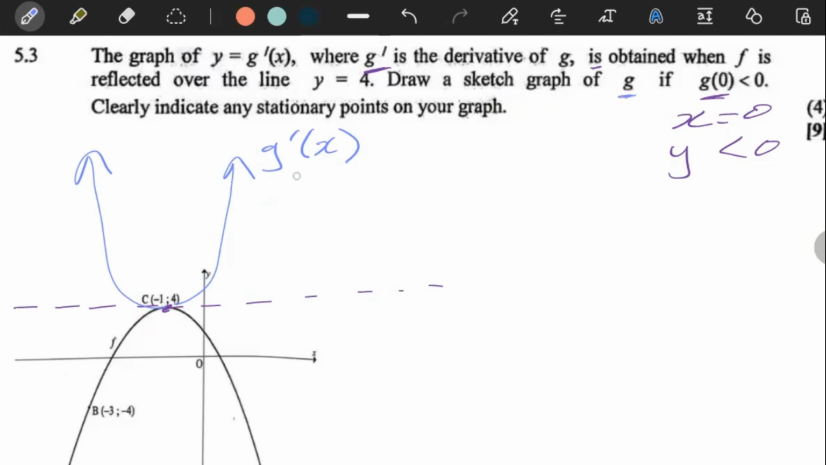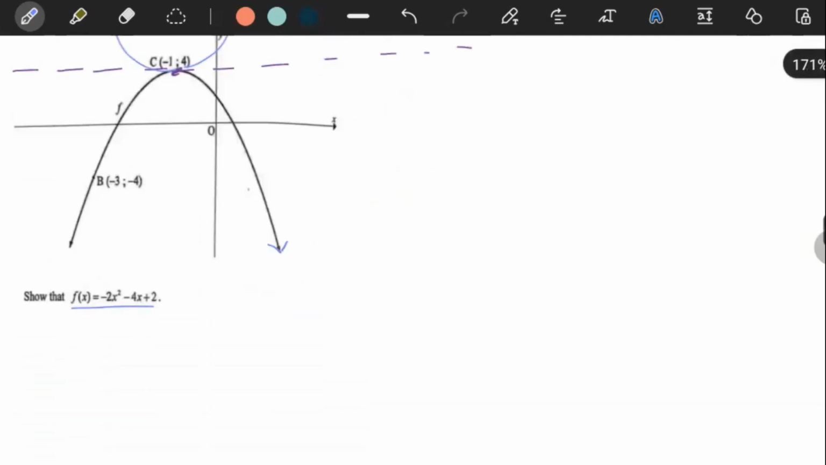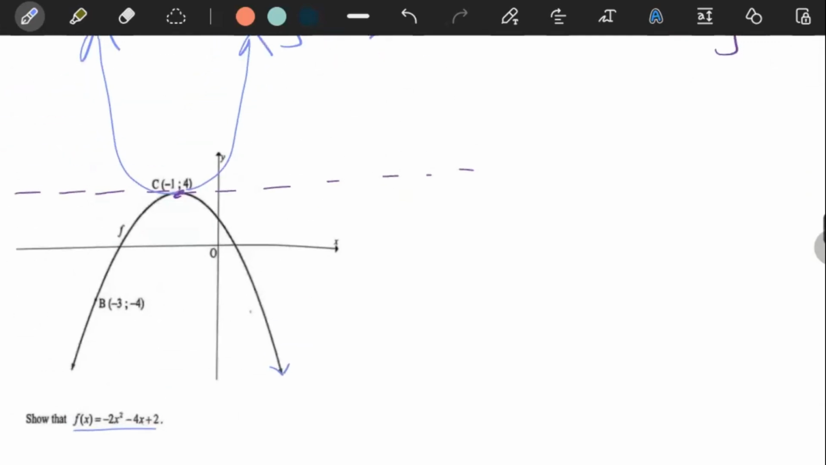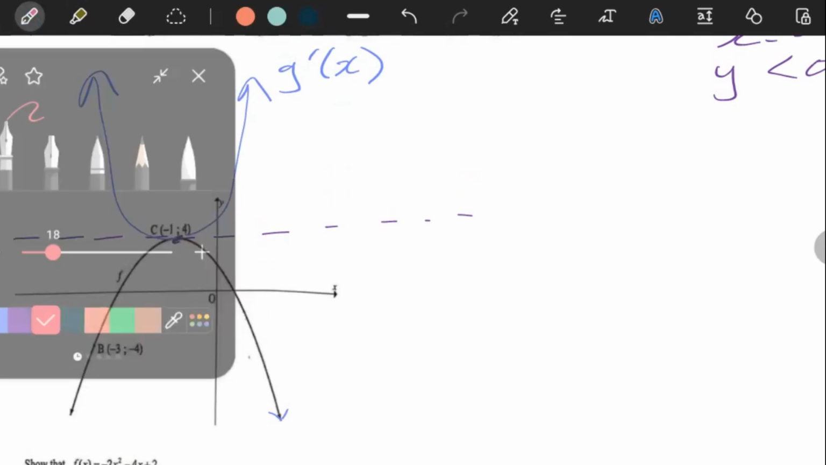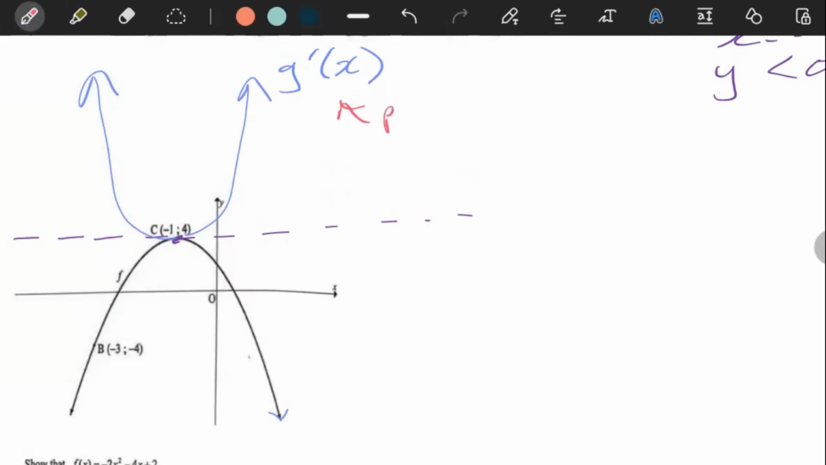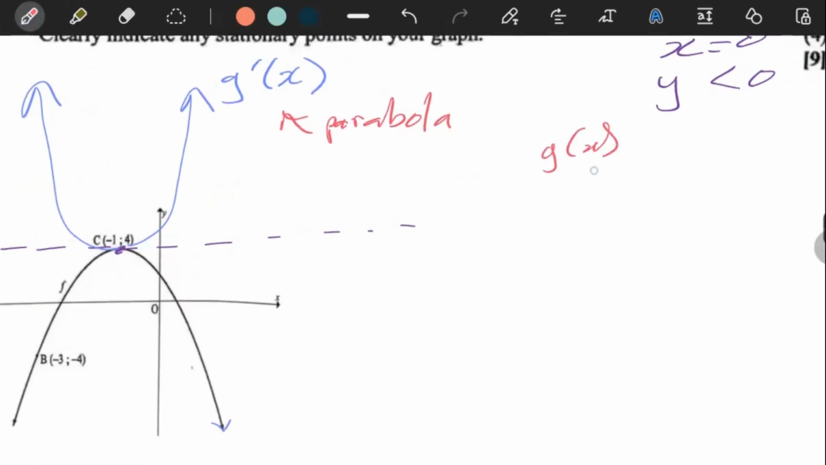Remember, if the first derivative of g is a reflection of f, remember f is a parabola. So logically, this first derivative of g is also a parabola. So if the first derivative of g is a parabola, it means that g of x is cubic, because only when you differentiate a cubic graph do you get a parabola. So the obvious place to start is you'd be thinking, okay, how many marks is this question?